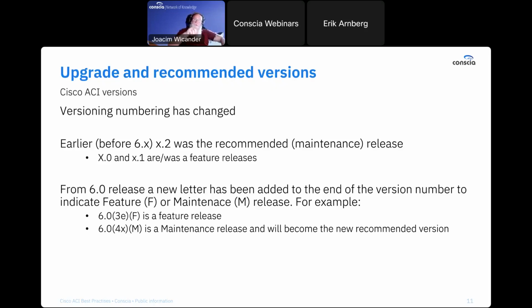All feature releases will have an F, and all maintenance releases, which will become the stable release with no new features incorporated into them. And today, the recommended version is 5.2.8 Eric. This is the latest recommended version. And as long as you don't need a feature that is only available in the newest feature release, it's not recommended to go to a feature release. It's recommended to stay on a maintenance release.